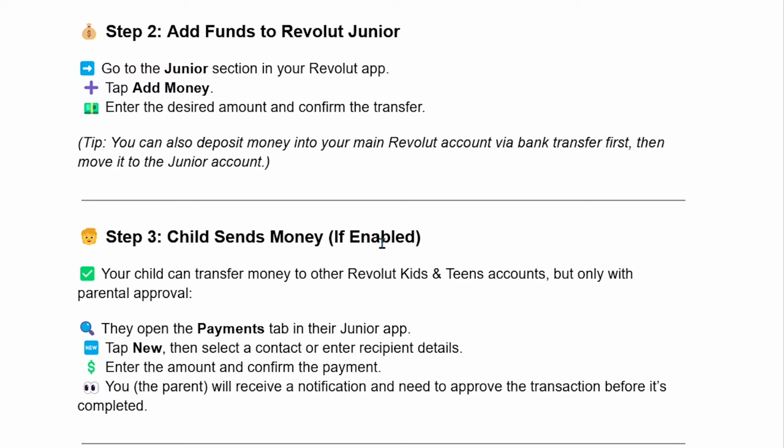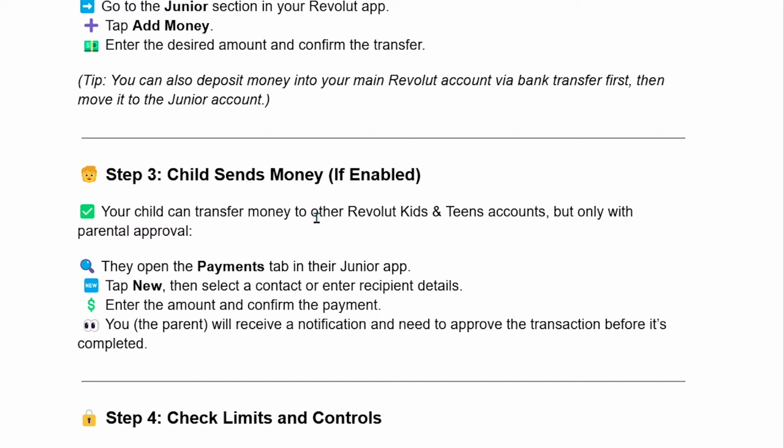Step 3. Child sends money if enabled. Your child can transfer money to other Revolut Kids and Teens accounts, but only with parental approval. They open the Payments tab in their Junior app. Tap New, then select a contact or enter recipient details. Enter the amount and confirm the payment. You, the parent, will receive a notification and need to approve the transaction before it's completed.